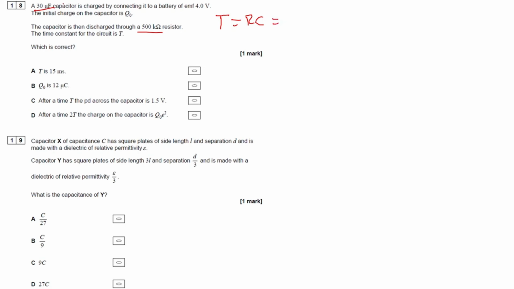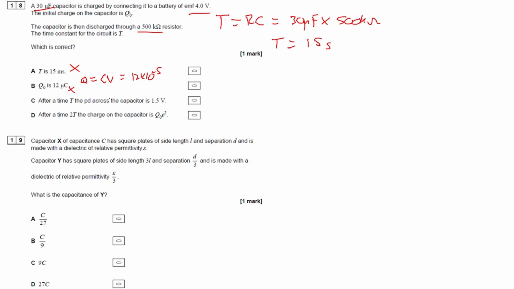You put these numbers in, 30 microfarads times 500 kilo ohms, making sure you deal with the prefixes here, and you get a time constant of 15 seconds. So A can't be correct, that's 15 milliseconds. Initial charge, well, I could use the capacitance equation for charge and voltage, so Q is CV. Again, using the values for C, 30 microfarads, V in this case is 4 volts. That gives us an initial charge of 12 times 10 to the minus 5, not 12 times 10 to the minus 6 as option B has said, so it can't be B.